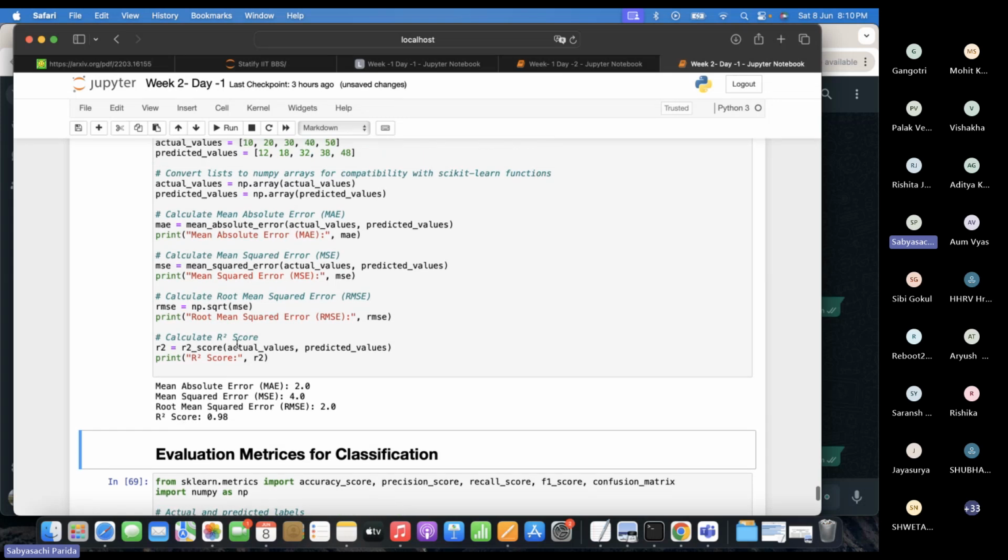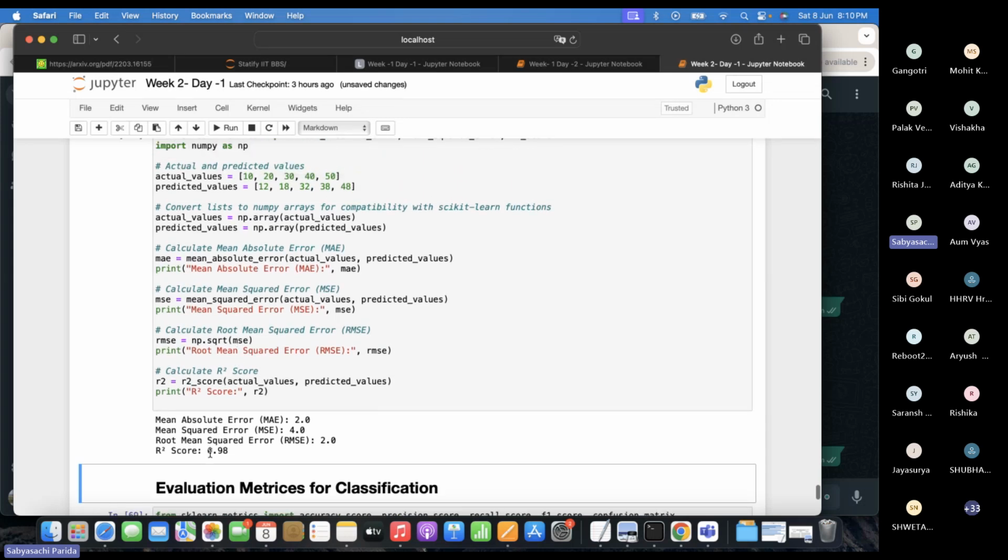And the R square, if I look at it, is coming as 0.98. That means we are saying that the predicted value is good as compared to the actual value. So just by deviating by plus or minus 2, our model is good.